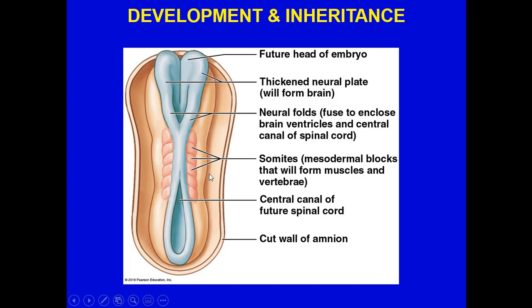You're going to get these neural folds, and they fuse to enclose. When these thickened areas fuse together, you're going to get basically what is going to be the brain ventricles here, the central canal of the spinal cord. The central canal of the future spinal cord will also close up eventually on here. This is a cut wall of the amnion. This is going to be the future head of the embryo.